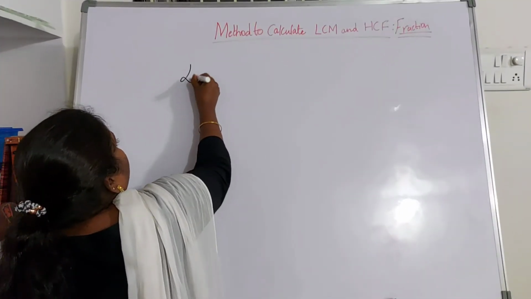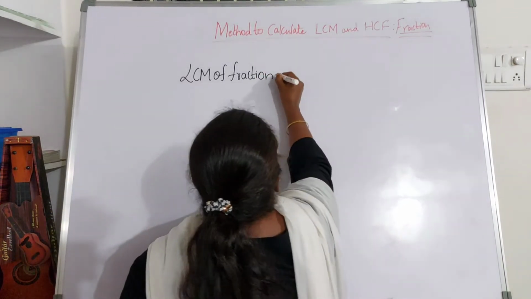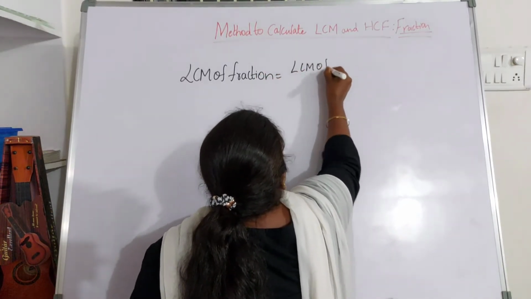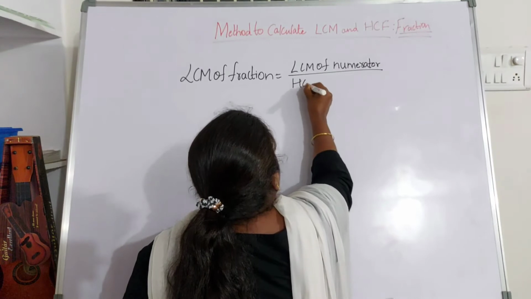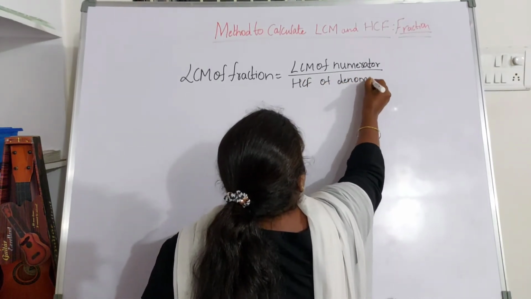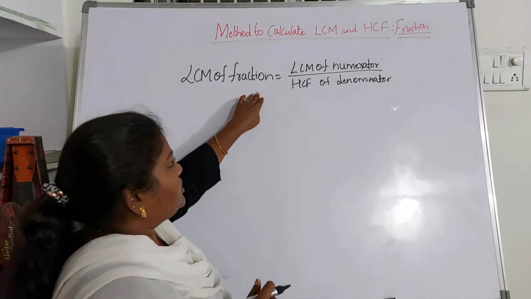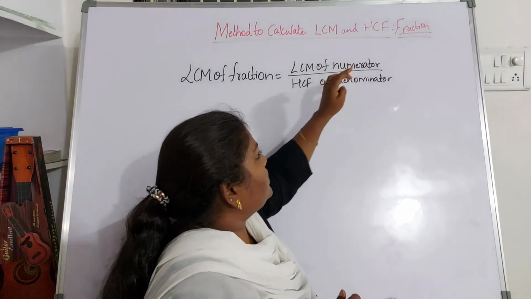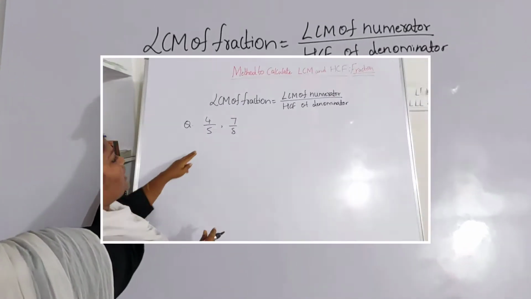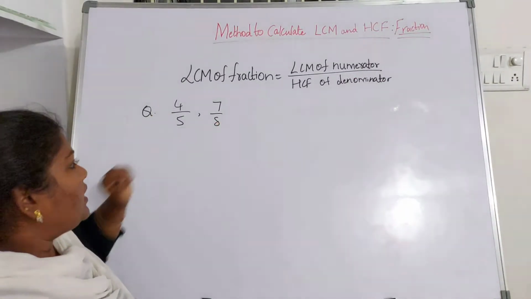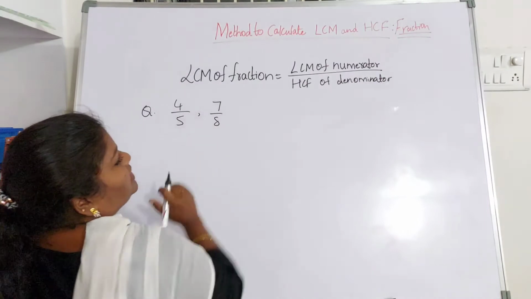The formula is, now this is the formula. LCM of a fraction is nothing but LCM of the numerators by HCF of the denominators. So let me take an example. The example is 4 by 5 and 7 by 8. Now this is a fraction. Now you need to find the LCM of the fraction.